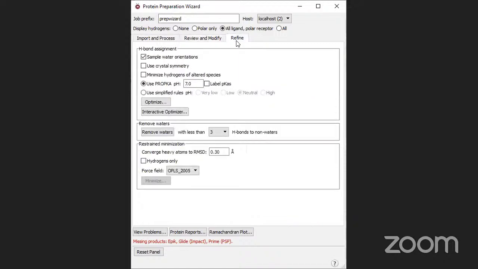Then finally refine. In this option, we first do optimization, followed by minimization. That means it decreases the energy of that particular protein, so that we can get the lowest energy state protein. The lowest energy state protein is the most stable. This is how we can prepare our protein. Protein preparation is the first step.